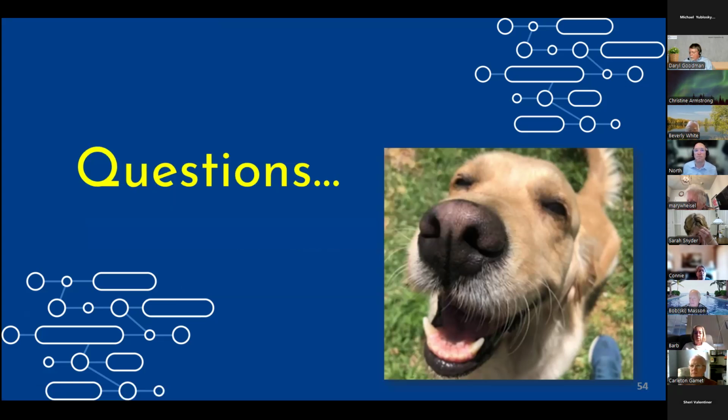So one last thing. Yeah. Can't you use Google Lens to track a QR code if you take a picture of it?